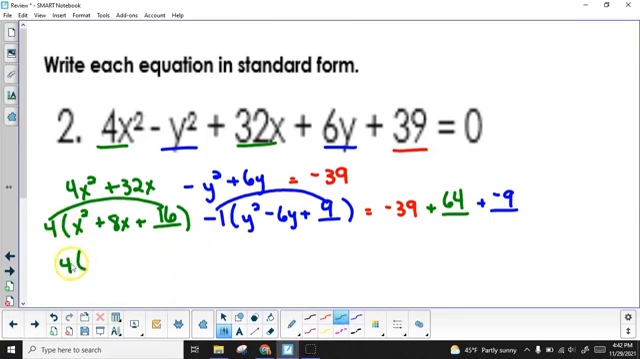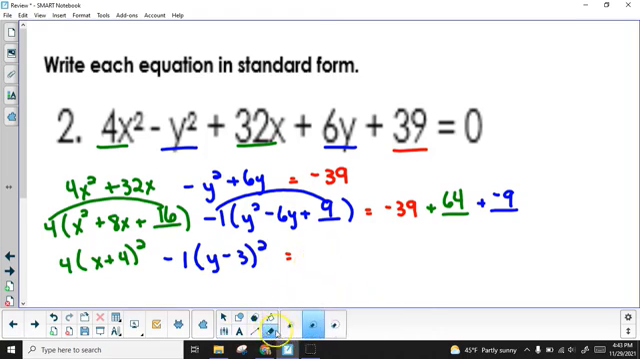Now, let's rewrite as perfect square trinomials. For the x's, we have 4, and this is going to give us x plus 4 squared, because x squared plus 8x plus 16 is equal to the quantity x plus 4 squared. And then we have -1, and this y squared minus 6y plus 9 is y minus 3 squared. And on the right-hand side, when we add up these terms, we're actually going to get 16. Sorry, I cannot add very well. I apologize. So ignore my 9s. I was looking at the wrong thing.